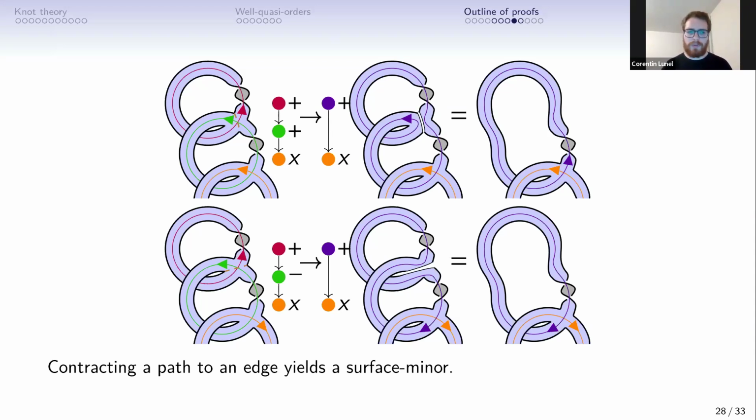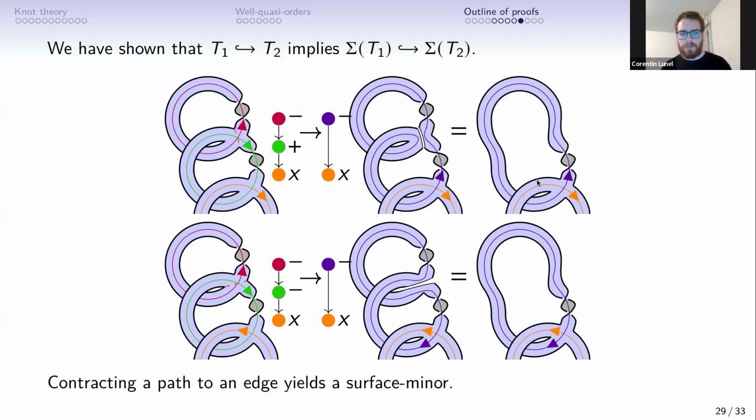Essentially, we prove for each possible path of size 3, which is enough to prove it for arbitrarily large paths, that we can realize this by cutting. And doing so, we show that if T1 is a tree minor of T2, then the associated surfaces are surface minors. And that is enough to prove our theorem 2.